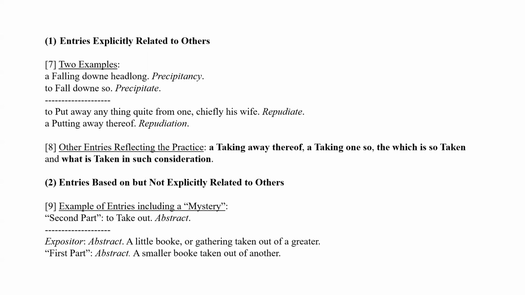In this set of entries, the head phrase to take out in the second part can hardly be regarded as being based on the definition in the Expositor and the first part. And with abstract, the second part treats the word as a verb, while the Expositor and the first part treat the same word as a noun. How then did Cockeram come to list the word as a verb using the infinitive phrase with to as the head phrase of the entry?